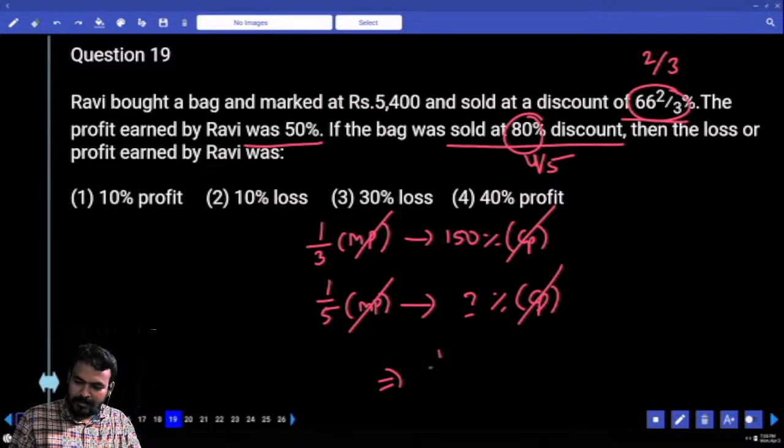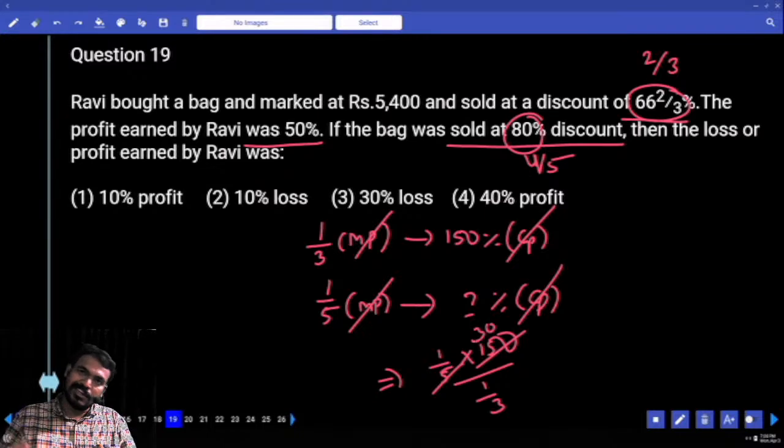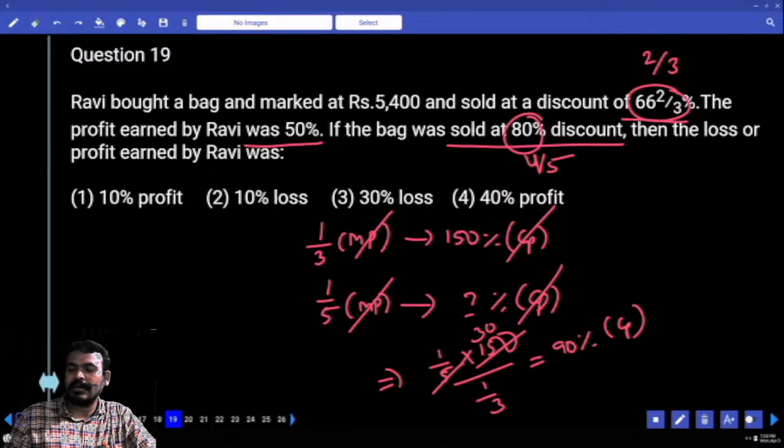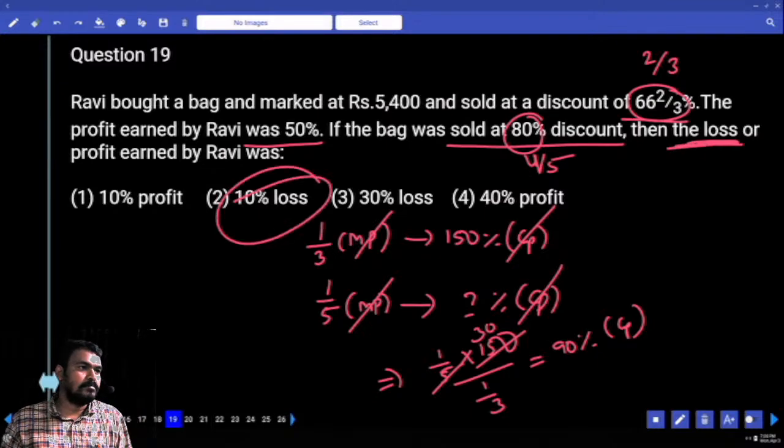Next, 1 by 5 into which one? 150 divided by 1 by 3 gives 300. 5 how many times? 30. 30 into 3, 90. What is the meaning? 90% of cost price. 90% of cost price means loss or gain? Loss. How much percent? 10% loss, or not?